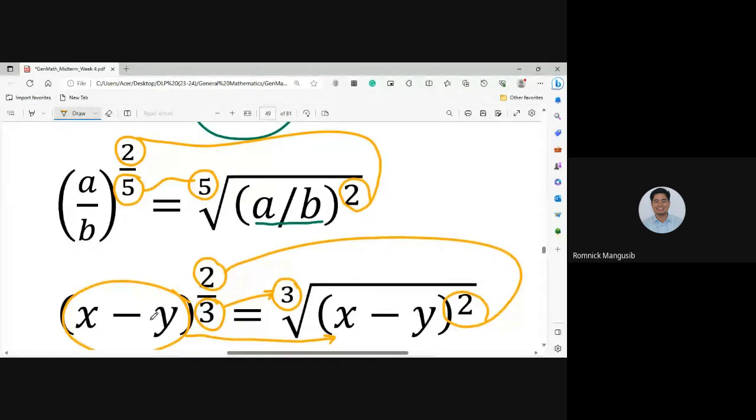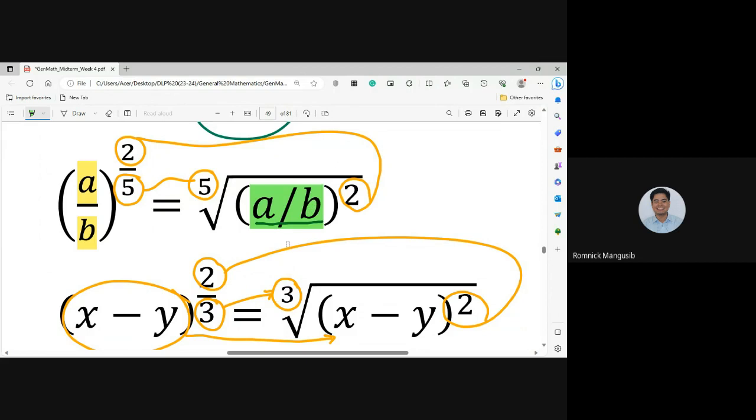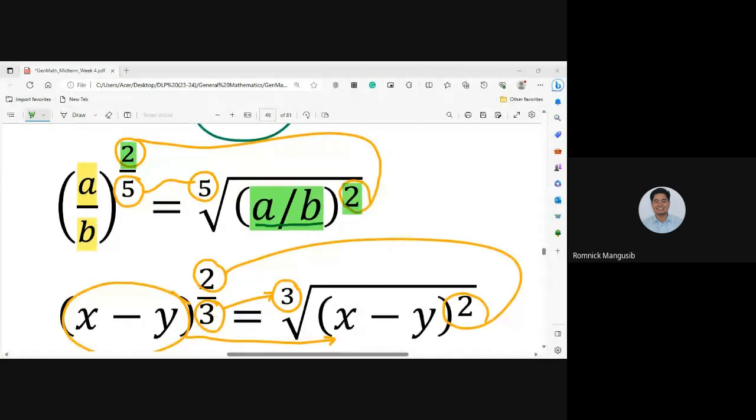And as you can see here, kitang-kita natin, the base that is A over B is still written as A over B, no? Papasok yan sa radical, radicand na siya, and then yung 2 na ito na exponent numerator is the exponent now of the base A over B.